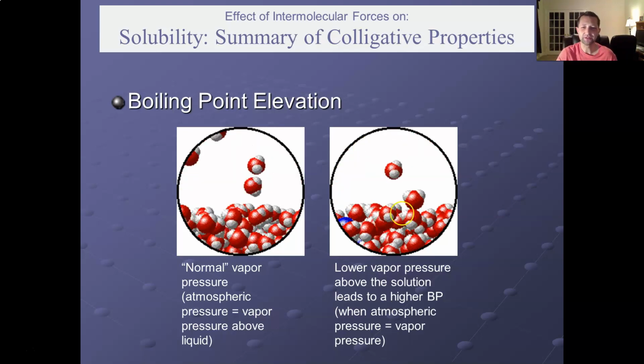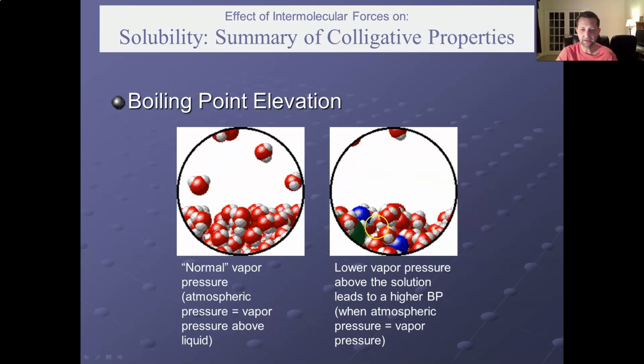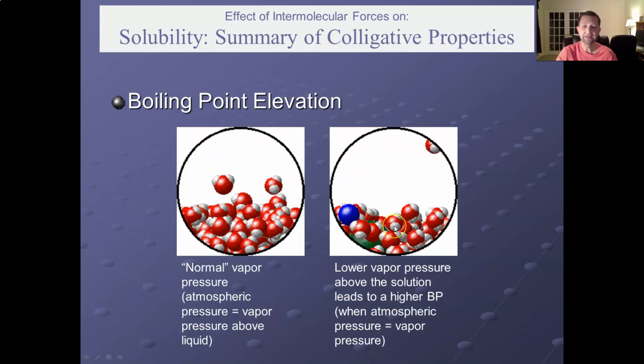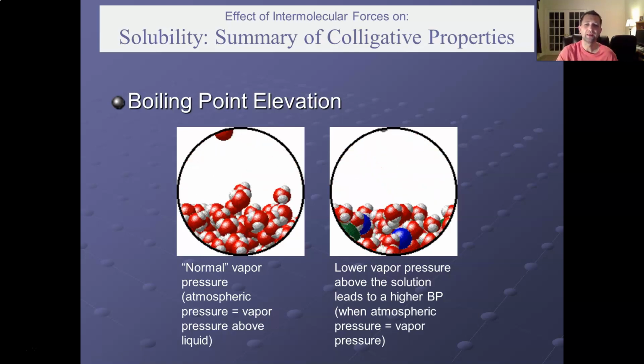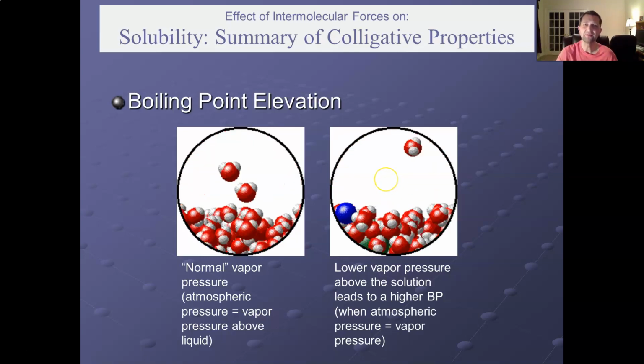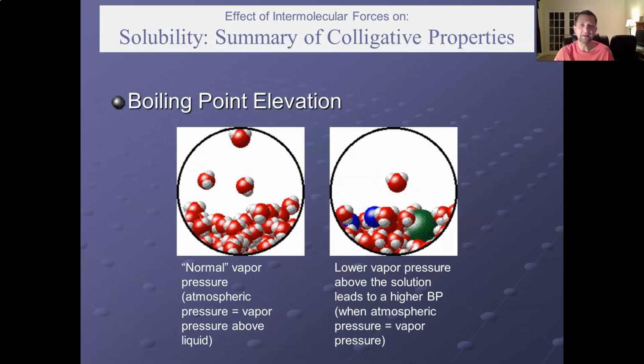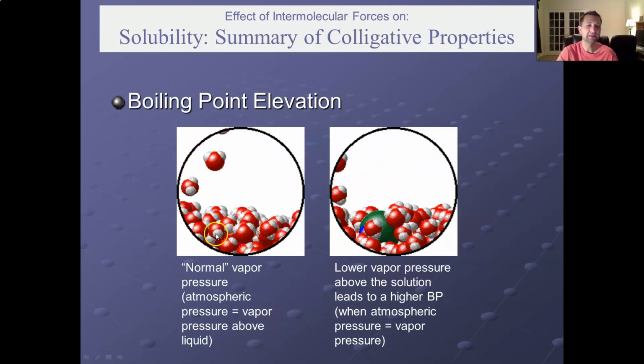So it'll cook faster, because of those ion dipole forces of attraction keeping the water molecules in the solution and not having them leave as easily, because they have to break that extra attractive force now that they didn't have over here.